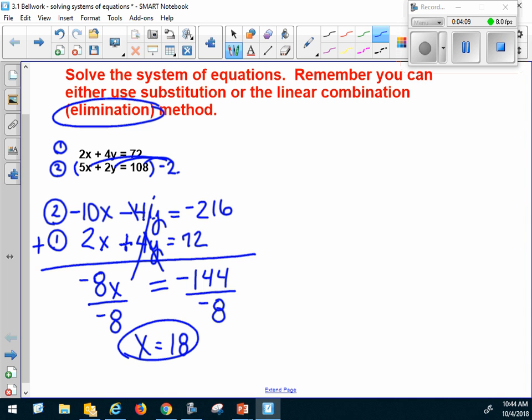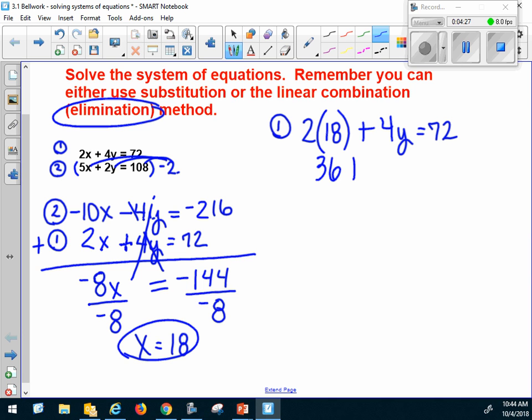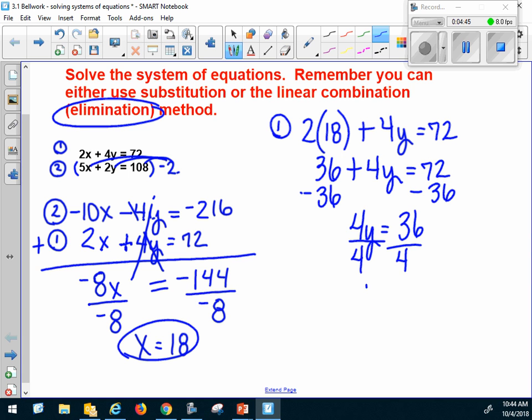Okay, so we're going to plug 18 in. I'm going to choose number 1, but again, it doesn't matter which equation. So number 1 was 2 times x. Our x is now 18 plus 4y equals 72. What's 2 times 18? So 36 plus 4y equals 72. Subtract that 36 to the other side. And we get 4y is equal to 36. And then divide by 4. And y is equal to 9.